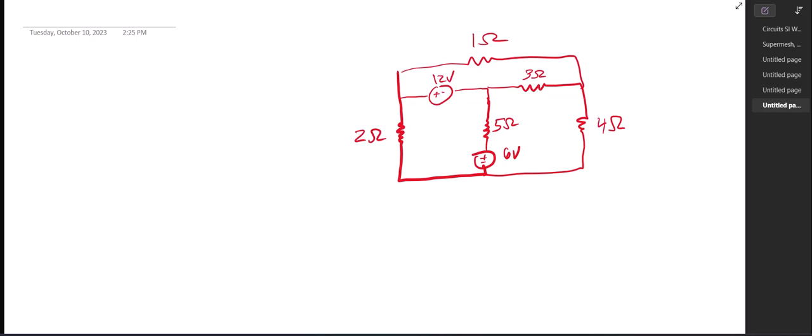Okay, so this problem is a supernode problem, and even if you didn't know that, if the directions didn't tell you that, you would find out soon enough. But you start it the same way. So we're going to label the nodes. So I'll pick this to be ground.